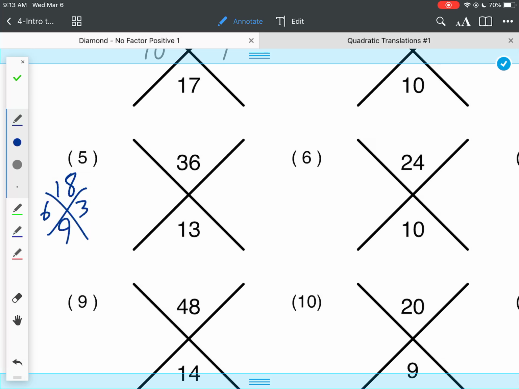So instead of giving you the side numbers, I'm giving you the top and the bottom numbers. Okay, so if we look at number 5 here, 36, we have to think about, well, what two numbers can multiply to 36? But also those same two numbers, just like 6 and 3, these two numbers have to add to 13. Okay, so the side numbers have to do two things. All right, they got to be the same when they multiply and when they add.